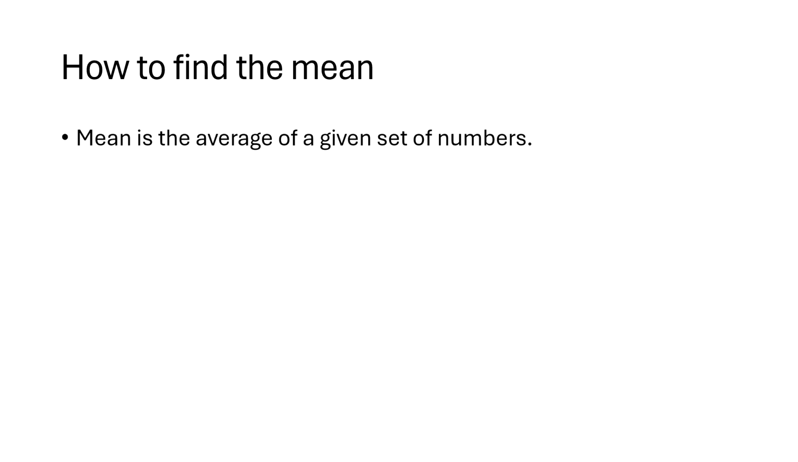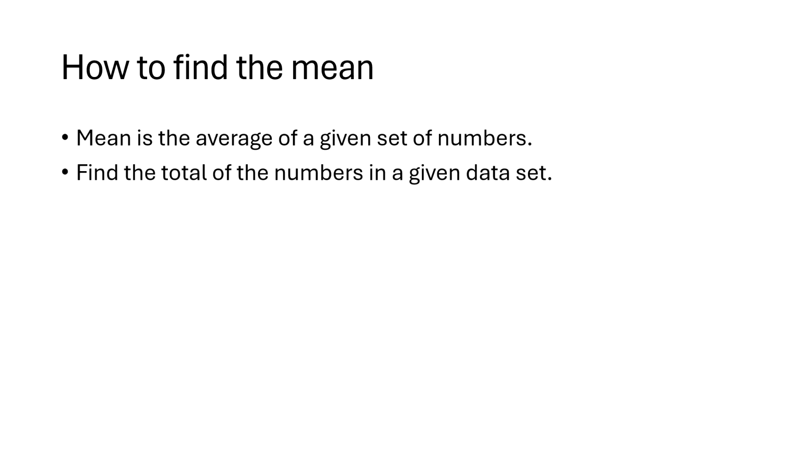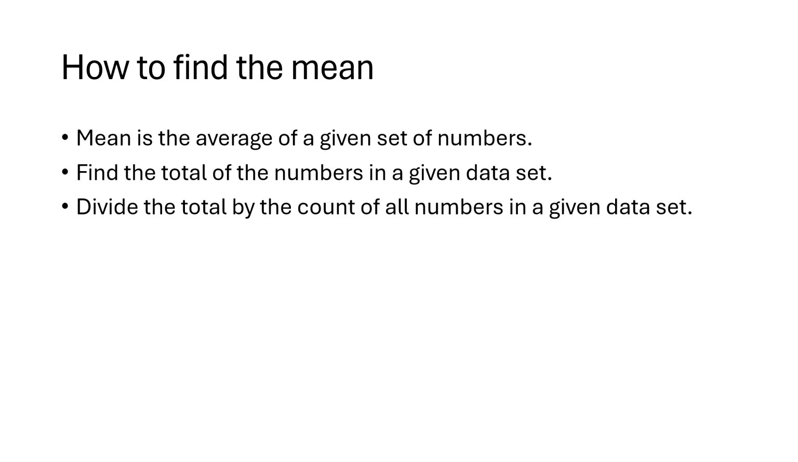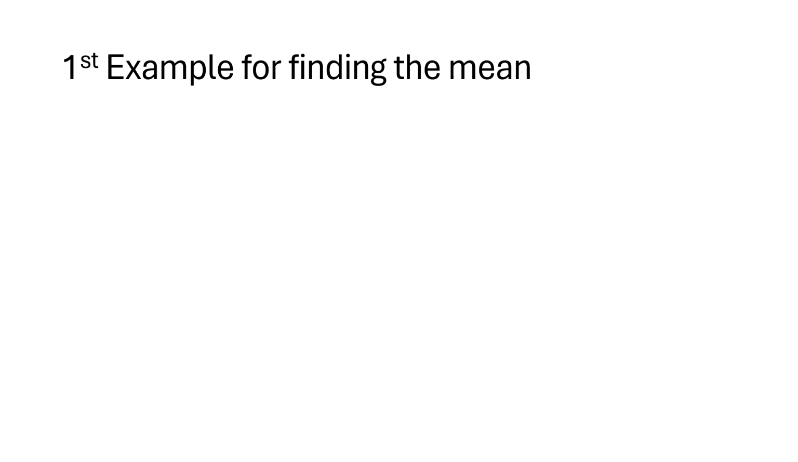How to find the mean. The mean is the average of a given set of numbers. What you do is you find the total of the numbers given in a data set, and divide the total by the count of all the numbers in that given data set. Here's our first example for finding the mean.